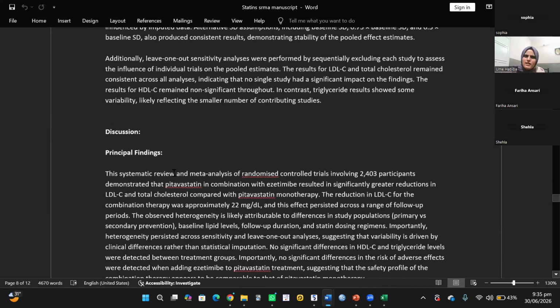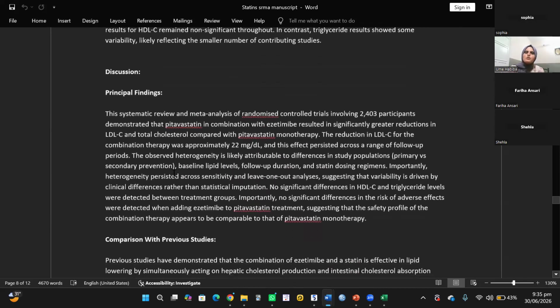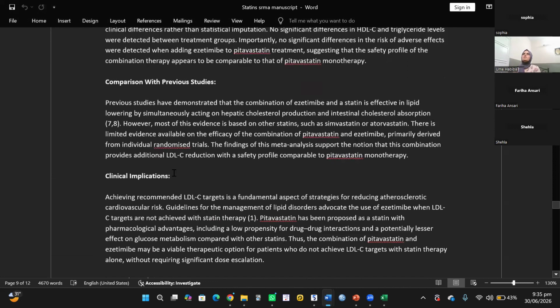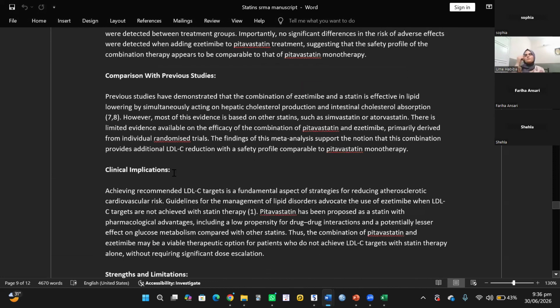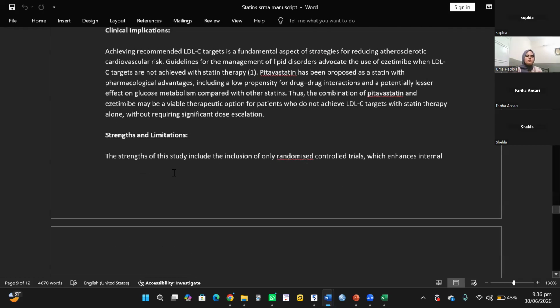Then sensitivity analysis, then discussion. In discussion, you basically discuss what new is your review adding to the literature, right? How is it different from existing literature? How it challenges them? Are there any limitations, right? And then you conclude your studies in the conclusion.